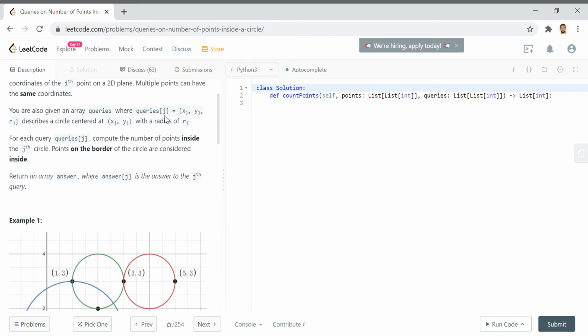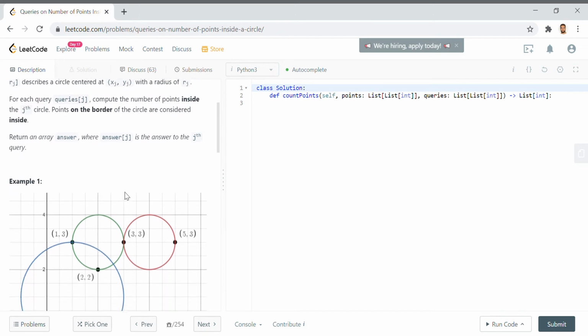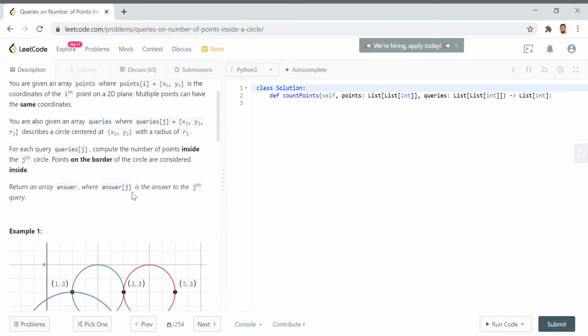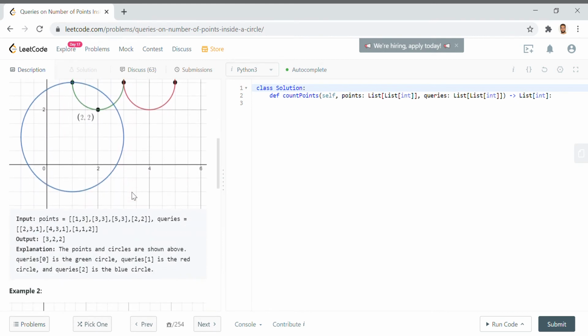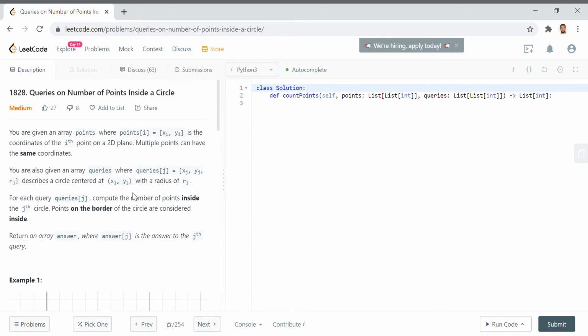The circles are in an array queries, and each of those elements in queries is xj, yj, rj, which tells what point the circle is centered at, with its radius. So in order to find this, we need to iterate through each of these circles and determine if the distance between the circle's center and each point under consideration is close enough that we can determine they're inside of that circle. So this involves finding the distance between the center of the circle and the points, and then basing that distance off of the radius to find out how many of the points lie within that circle.